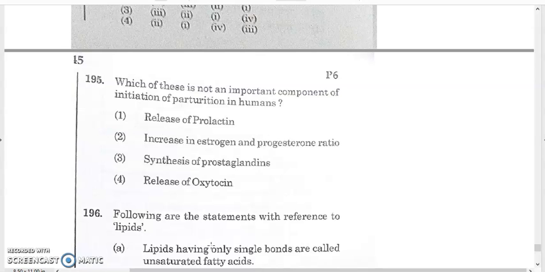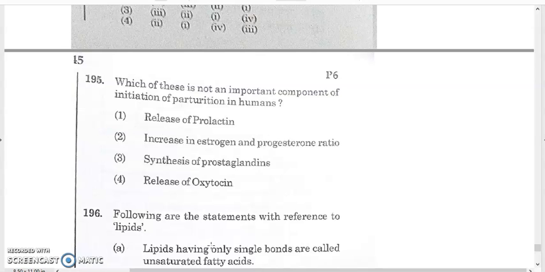195. Which of these is not an important component of initiation of parturition in humans? Release of prolactin, increase of estrogen and progesterone ratio, synthesis of prostaglandin, and release of oxytocin. Yes, release of oxytocin is important because oxytocin helps in parturition, and the receptors of oxytocin are present in the myometrium layer of the uterus. Increase in estrogen and progesterone ratio: yes, the ratio also increases. Synthesis of prostaglandin: yes, prostaglandin synthesis also increases.